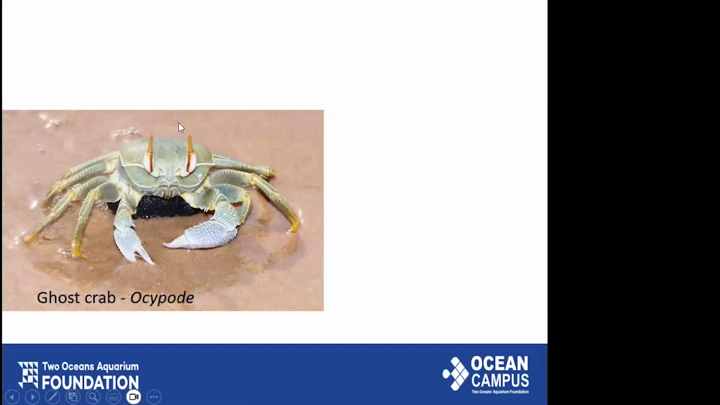Okay, so that's primarily along the west coast. So you do find some sandhoppers along the east coast as well, and also some species of isopods, but it's not the same one that I just pointed out to you now. But along the east coast, there's a rather interesting crab called the ghost crab.